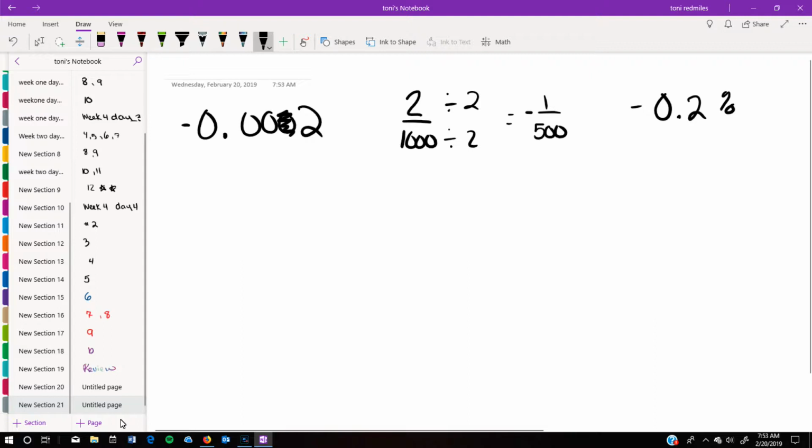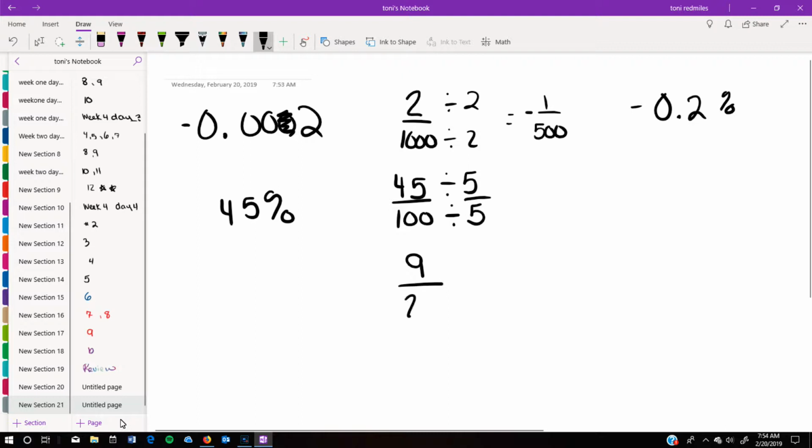All right, in the next one, we're supposed to turn the percents into fractions or decimals. So I'm going to start with example 10, and it's 45%. Remember, a percent is always out of 100, okay? And I know I can divide this by 5, okay, to reduce it down, and it's going to be 9 over 20. If I want to make this a decimal, I just put my decimal at the end of the number, and I move it 2 places, and my decimal will be 0.45.